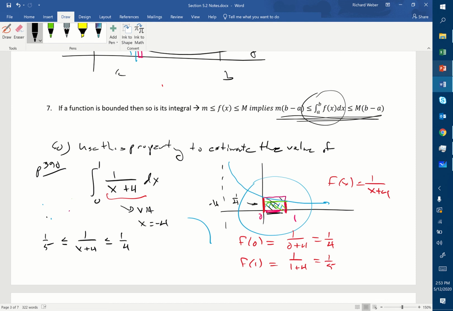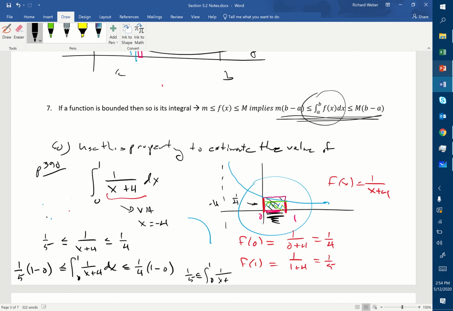So the integral from 0 to 1 of 1 over x plus 4 dx is bookended between, guess what? The minimum, 1/5, times the length of this interval, which is 1 minus 0. That's where I got the 1 right here. And then less than or equal to 1/4 times the length of that interval, 1 minus 0. So our conclusion is that 1/5 is less than or equal to our integral from 0 to 1.